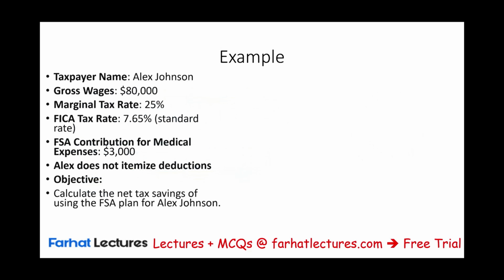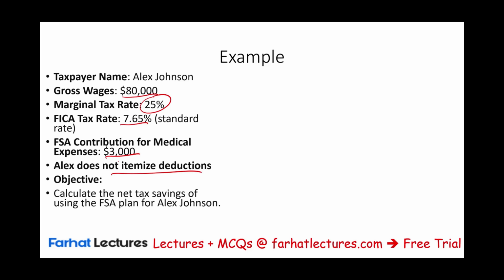Let's take a look at an example with numbers to show you the actual savings of this medical FSA. Let's assume we have Alex, gross wages $80,000, marginal tax rate is 25%. FICA tax rate is 7.65%. Remember, part of it is Social Security, part of it is Medicare. Alex contributed $3,000 and Alex does not itemize. Calculate the net savings using the FSA plan for Alex. How much is Alex going to save?